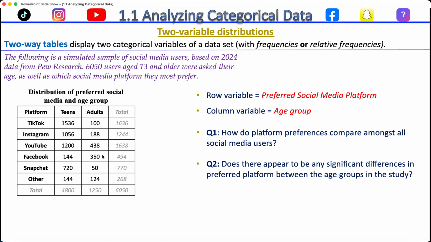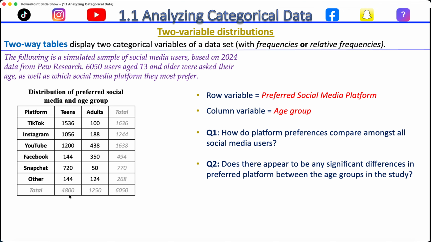But for now, what we could do is we could talk about how to actually use this to answer questions like the following. How do platform preferences compare amongst all social media users? And does there appear to be any significant differences in preferred platform between the age groups in the study? Well, again, if you're not just passively listening and you're actually thinking this through, it's not super obvious just looking at these numbers what the answers to these questions are. For a couple of reasons.